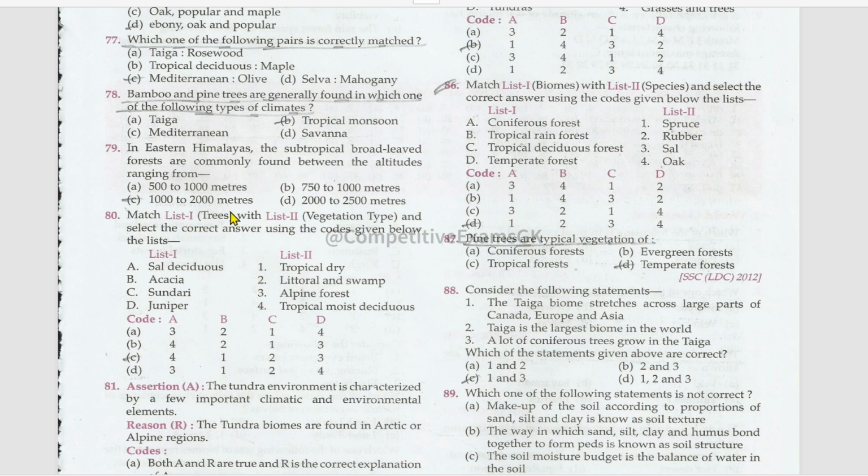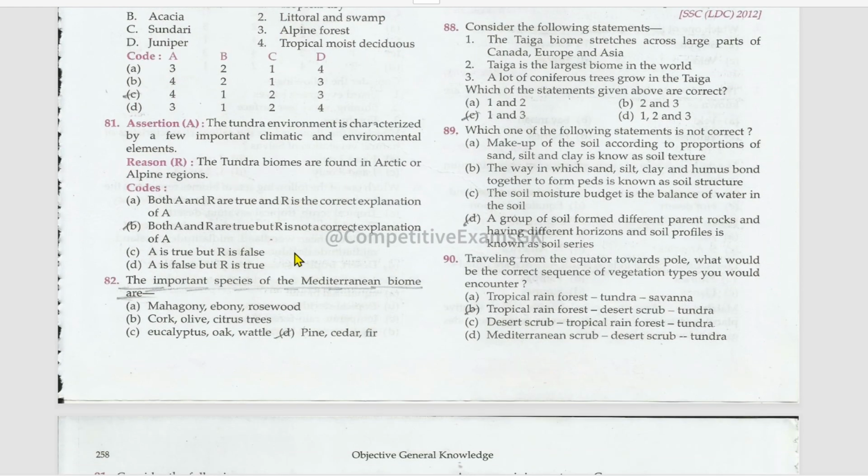Match the list one with the list two: trees and the vegetation type. Salt, deciduous; tropical moist deciduous; acacia, tropical dry; sundari, littoral and swamp; juniper, that is alpine forest. Next is assertion and reason.